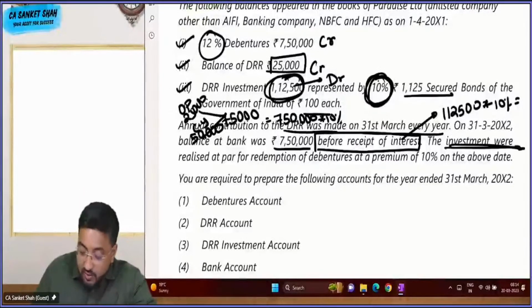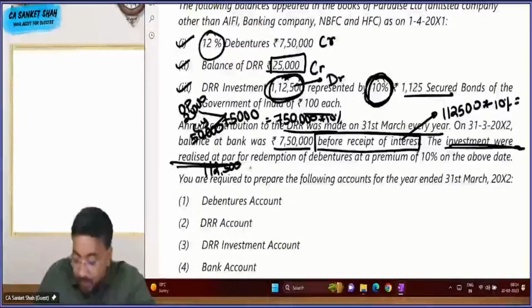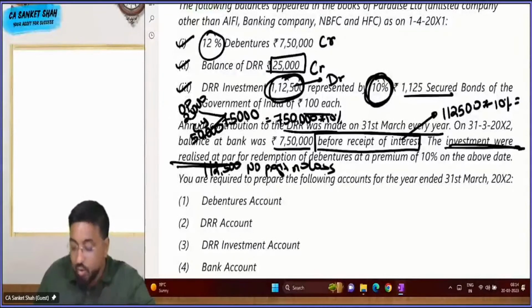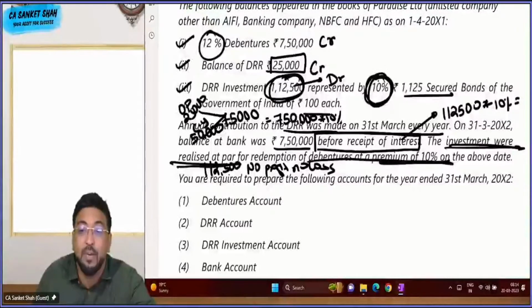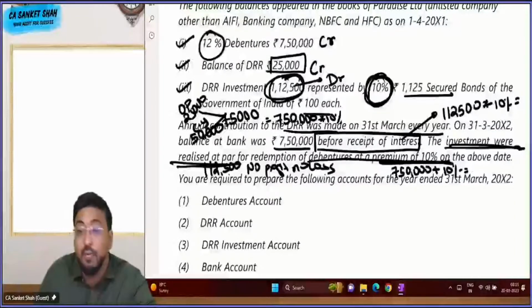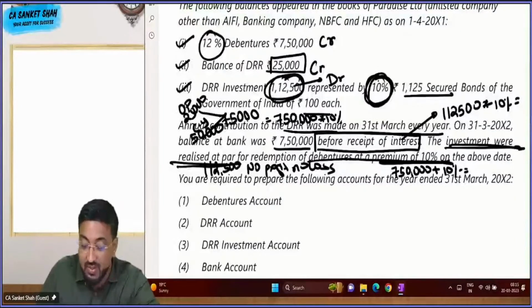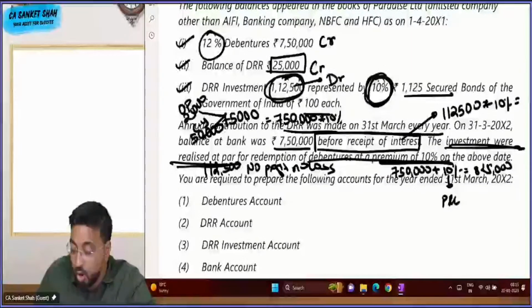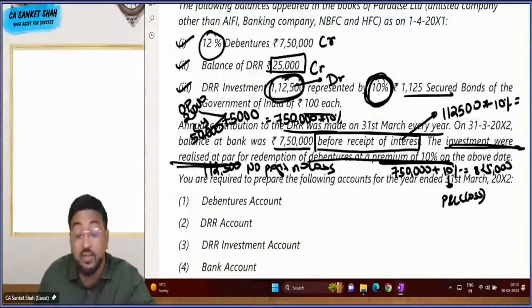The investments were realized at par. At par means 1,12,500. At par means no profit, no loss. What is the meaning of this? No profit, no loss. But debentures are redeemed at a premium of 10%. So beta, extra payment we have made to debenture holders. 7,50,000 is the value, on that 10%. So we paid them 7,50,000 plus extra 10%, and 8,25,000. And this is a loss. We are paying extra excess to them. 8,25,000.